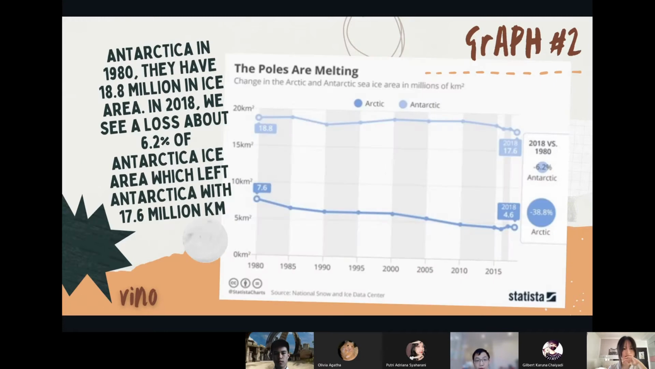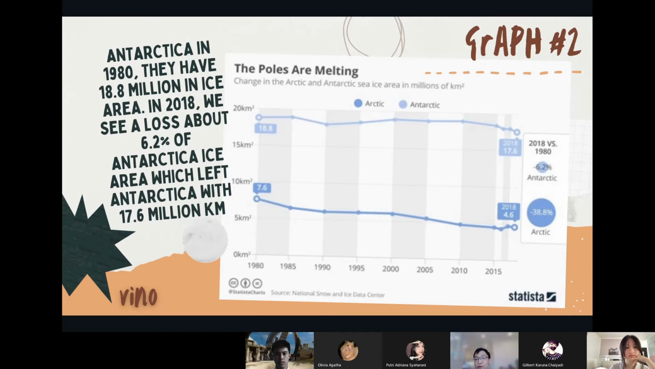Next. Now this is another graph about the North Pole and the South Pole. The top one is the south and the bottom one is the north. As we can see, the North Pole data is pretty accurate. In 1980 we have around 7.6 million kilometers. Until 2015 and onwards, in the graph around 2018, it has 4.6.